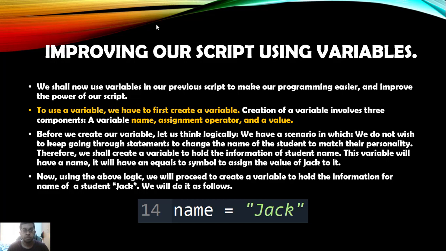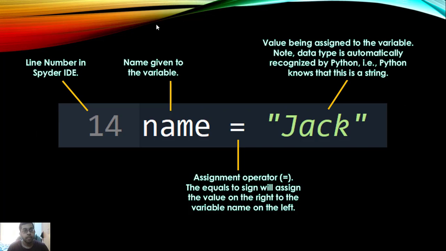Now, using the above logic, we will proceed to create a variable to hold the information for name of a student, Jack. We will do it as follows. Name is equal to Jack. Line number in Spyder IDE. I included that so you do not get confused.